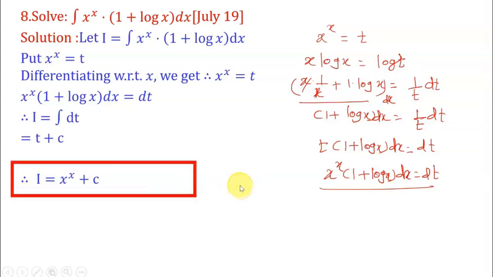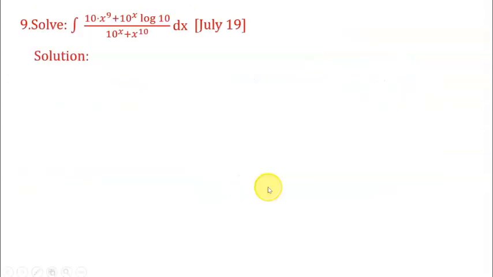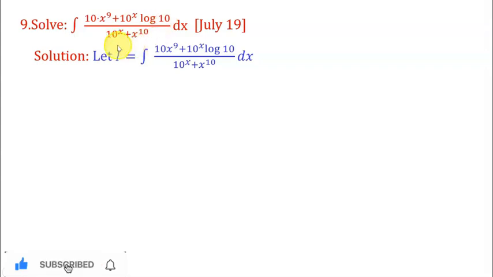Next example. Solve the integral of (10 into x raised to 9 plus 10 raised to x into log of 10) upon (10 raised to x plus x raised to 10). Now, if you observe, this is a substitution. If we take the substitution 10 raised to x plus x raised to 10 as t, then we can solve this example easily with the method of substitution.